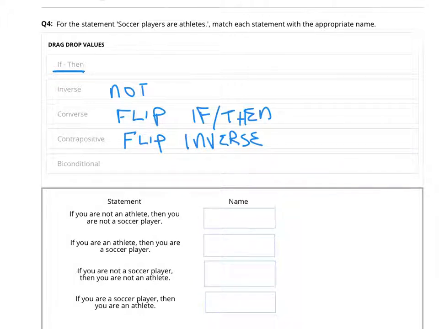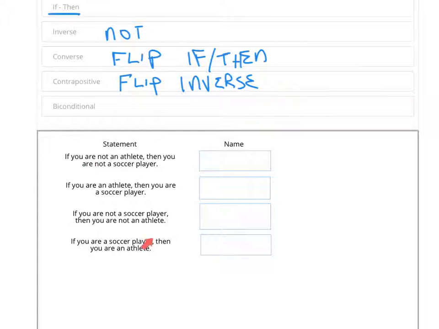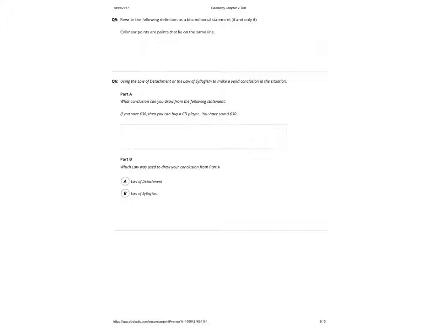You got 1, 2, 3, 4, 5 choices, and I believe you only have 4 questions down here, unless there's one on the next page. Let's look. Okay. So you're only going to use 4 out of the 5. I'll give you a hint. You're not going to use biconditional. Okay? So you're going to use one of those 4 that I already talked about up above. There is not.